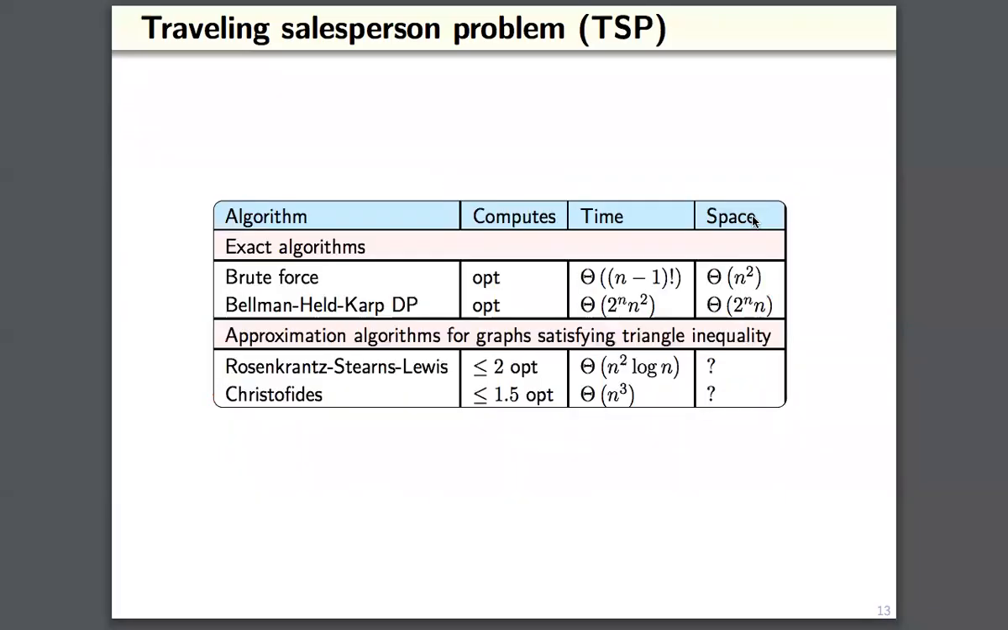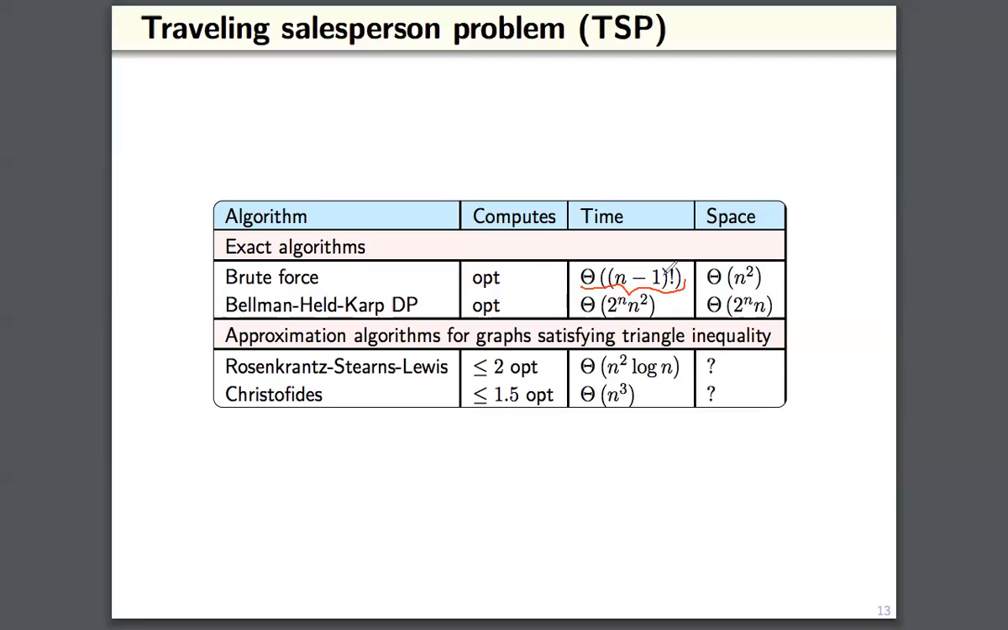Okay, so you can come up with a brute force algorithm and an exhaustive search algorithm that considers all possible such tours and computes their costs, and thereby minimizes the cost. And that takes time of theta of n minus 1 factorial. N minus 1 factorial. That's a lot. The number of paths itself is n minus 1 factorial. That's a lot, right?